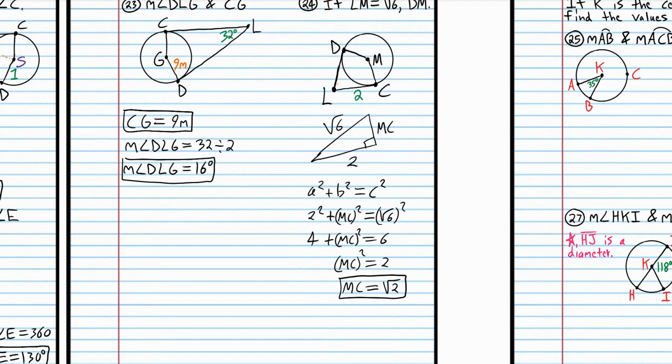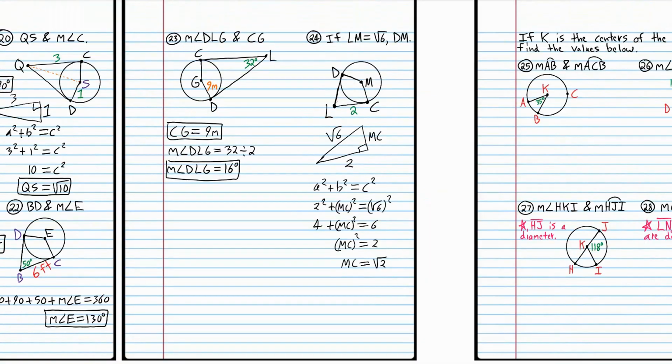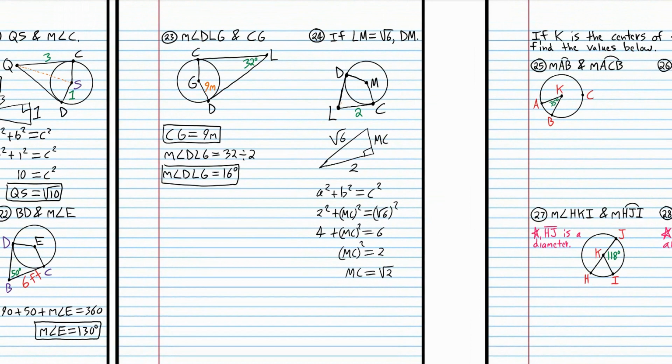Whoops, that's not the answer. See, that's what happens when you jump forward. MC is not the answer. We need dm. But it just turns out that dm is equal to mc. So dm is root 2. So if you got that answer, good job.